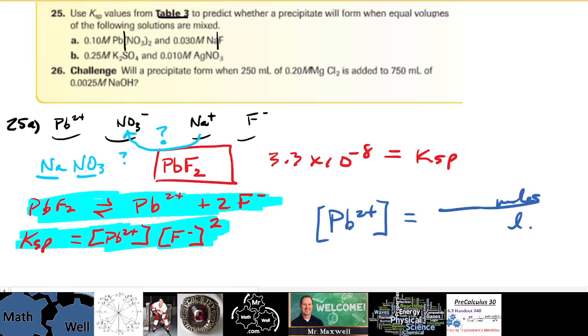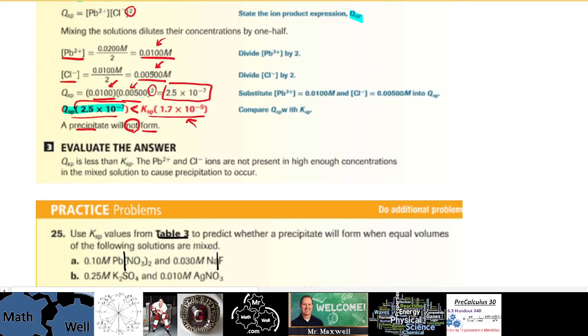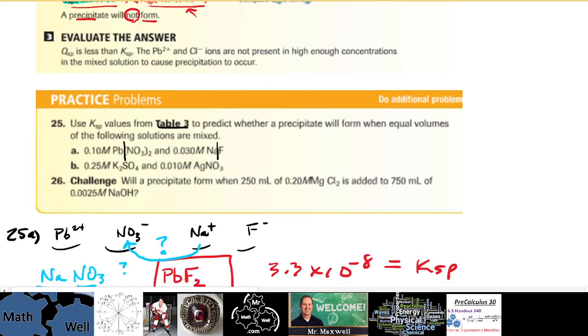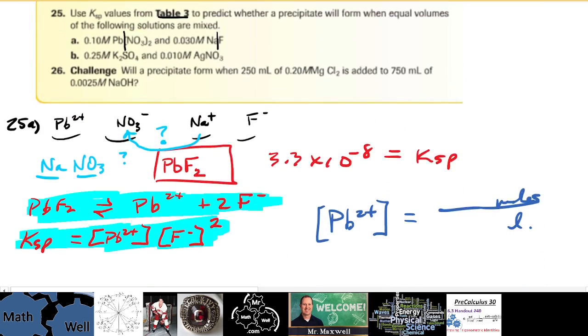And we have to understand it says equal volumes. So we can assume that this is maybe 1 liter or whatever, equal volumes. That's maybe why in the textbook they just divided by 2, because they're equal volumes always, but they might not always be equal volumes. So lead here, we've got 0.1 molar in 1 liter.